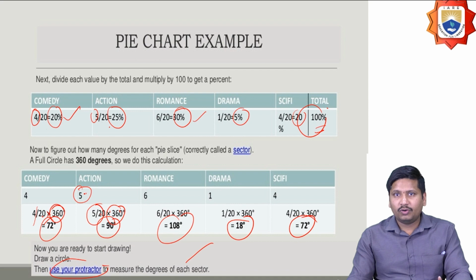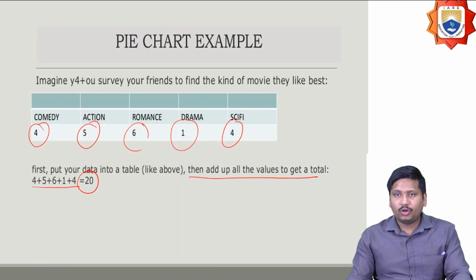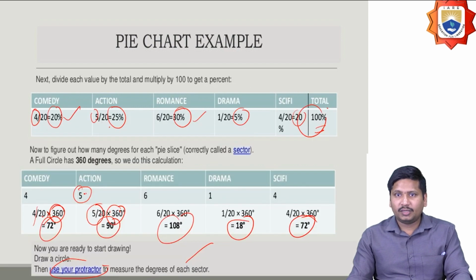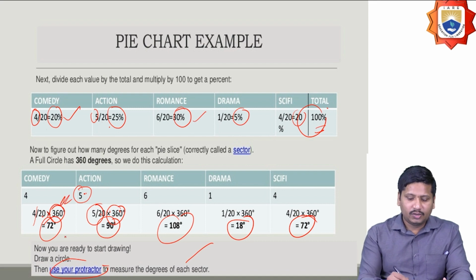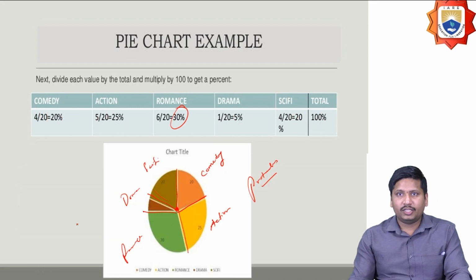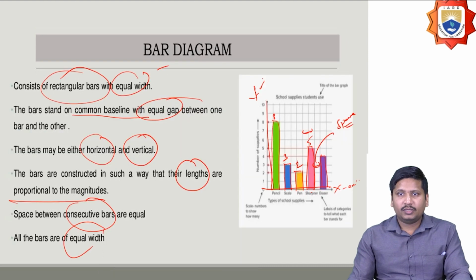For that, you first have to divide the frequency by the total frequency. The result is then multiplied by 360 degrees. Then you can get the angle of the pie chart. And similarly, you have to construct the pie chart.